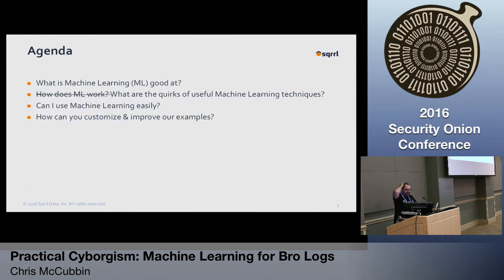So today I'm going to try to convince you to try out some machine learning algorithms, because there's been a lot of good theory built up, and it's a little behind regular expressions. It really got going in the 70s and 80s as an offshoot of artificial intelligence, and really picked up steam in the 2000s. I originally had how ML works in here, but you don't care, right? So what are the quirks of these techniques? How do I use this stuff easily? What should I use it for? How can you optimize and improve our examples? Hopefully you'll take away a desire to look at the current libraries and techniques and use them for your own needs, the same way you use grep.